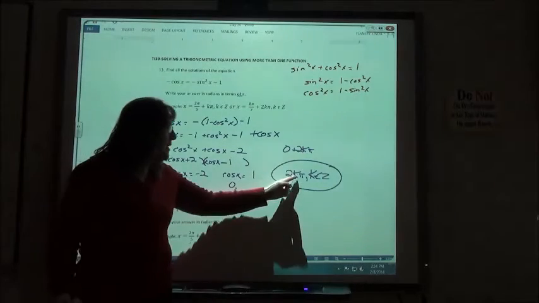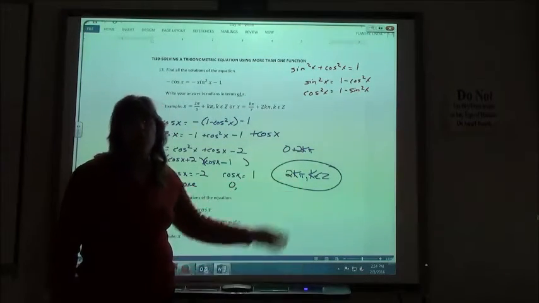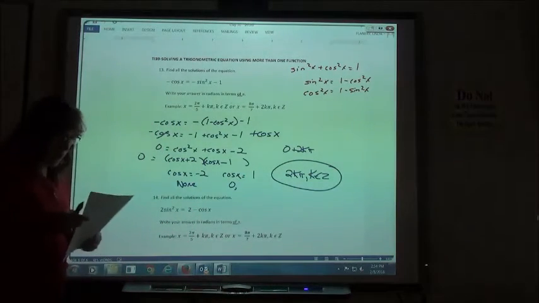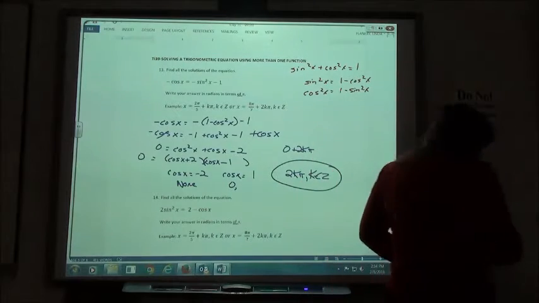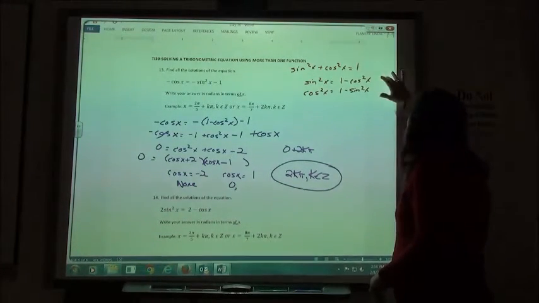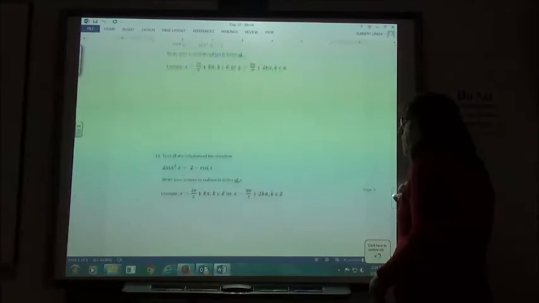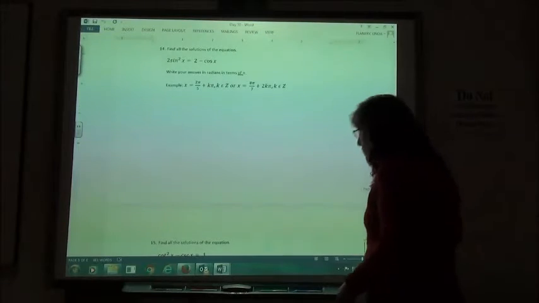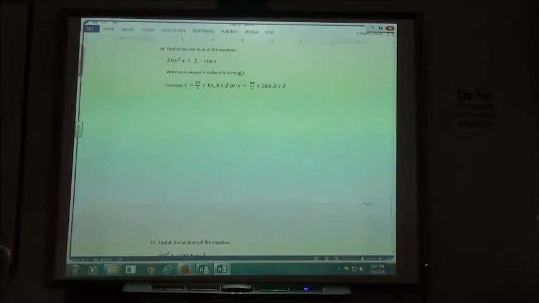So if k was 0, I'd have 0. If k is 1, I'm going to have 2 pi. If k is 2, I'm going to have 4 pi, and so forth and so on. Number 14. I have 2 sine squared of x equals 2 minus cosine of x.